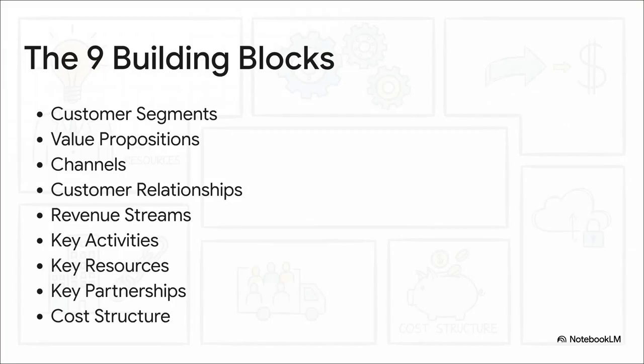And there they are, all 9 building blocks together. You've got customer segments, value propositions, channels, customer relationships, and revenue streams. Then you have key activities, key resources, and key partnerships. And holding it all up is the cost structure. That's it. That's the DNA of any business.